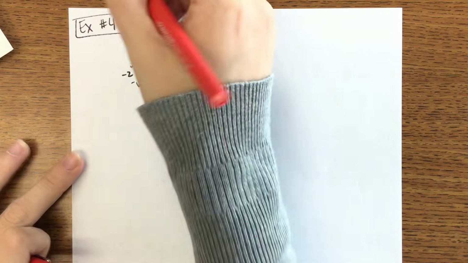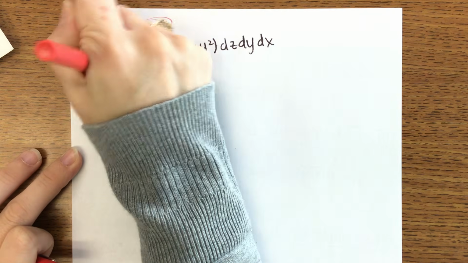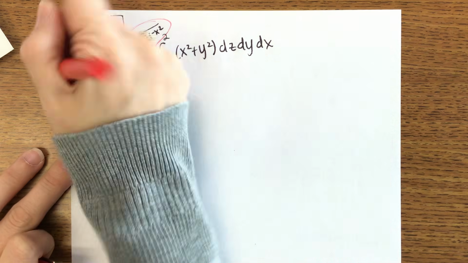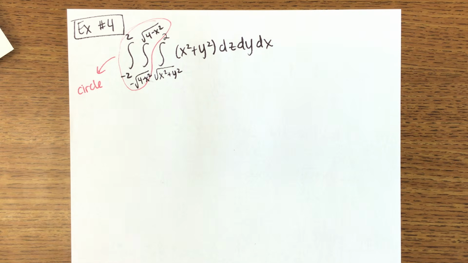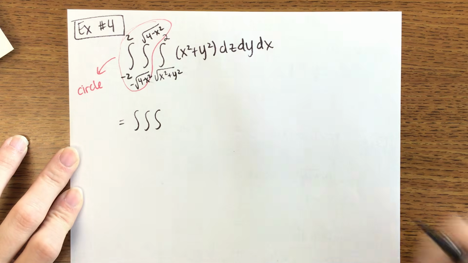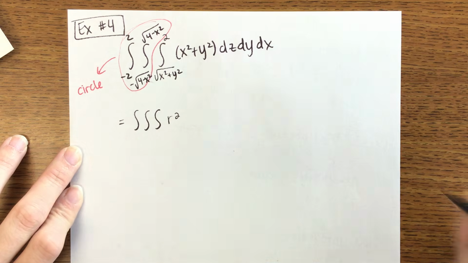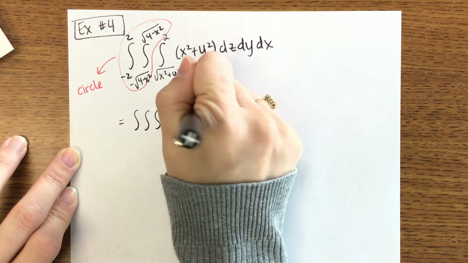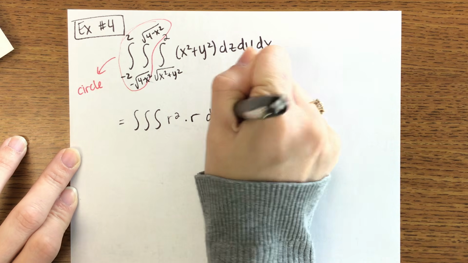Here's what I want you to do. If you look at these 2 limits right here, what is that? That's a circle. Yeah. So as soon as you see that that's a circle, that should tell you it might be easier to do this in cylindrical. X squared plus y squared is going to turn into r squared. As soon as you convert this to cylindrical, you need an extra r. And then we have dz dr d theta.